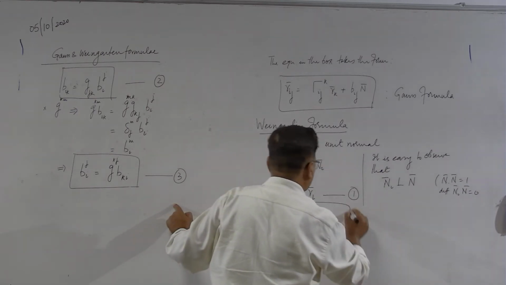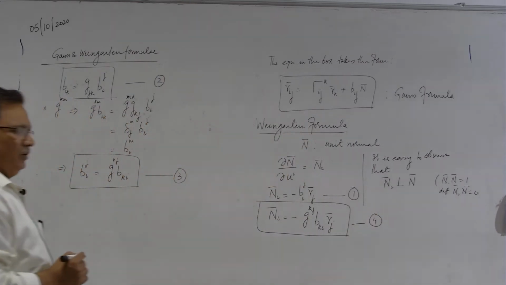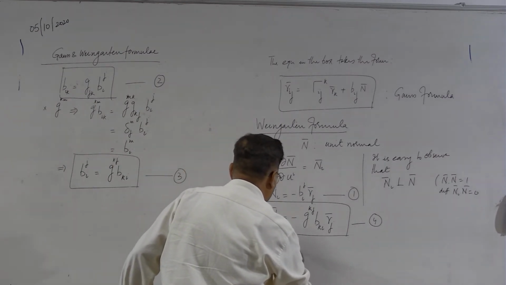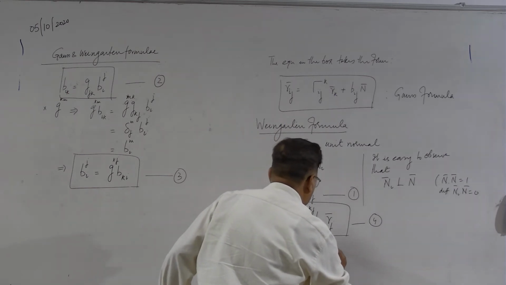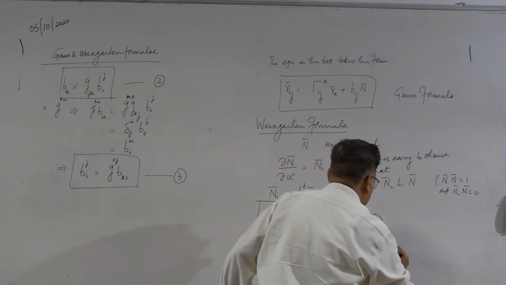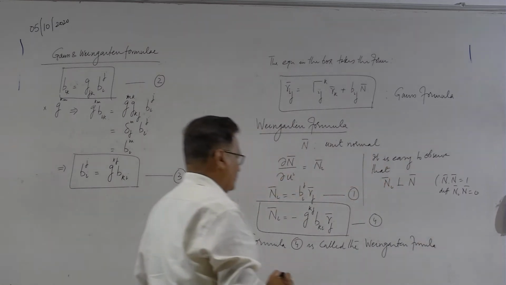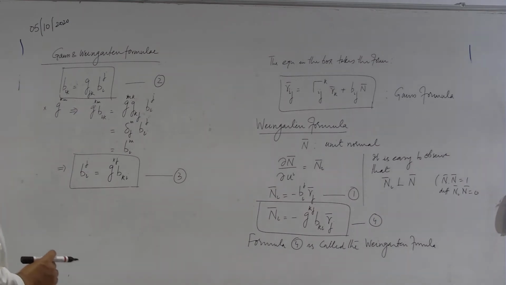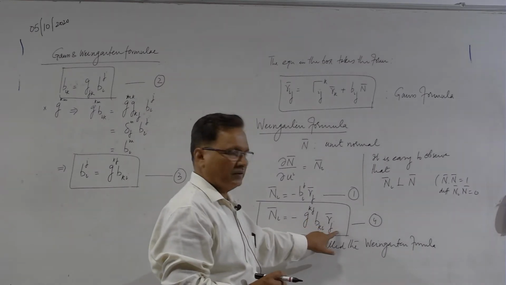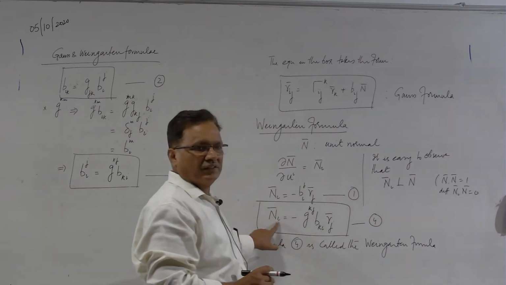So, this formula in the box number 4 is called the Weingarten formula. Formula 4 is the Weingarten formula. All right, and you can see here J is a dummy index because J is coming twice, K is a dummy index, and I is a free index. It is coming in accordance with this I.